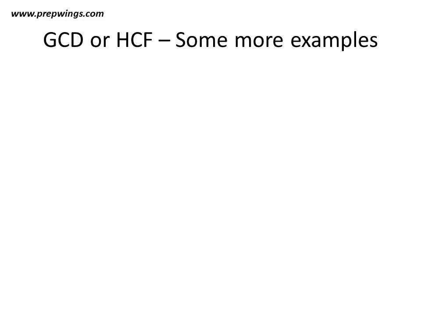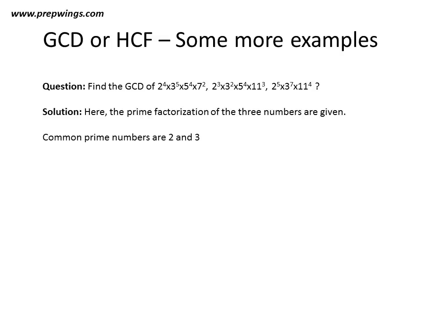Okay guys. Now we'll do one last example. Now over here we have to find the GCD of three numbers. The first number is 2 raised to power 4 into 3 raised to power 5 into 5 raised to power 4 into 7 square. Okay. The second number is 2 raised to power 3 into 3 square into 5 raised to power 4 into 11 cube. And the third number is 2 raised to power 5 into 3 raised to power 7 into 11 raised to power 4. Okay. So now what we have been given is the prime factorization of the numbers. Okay. So we just need to look at the common prime numbers first.